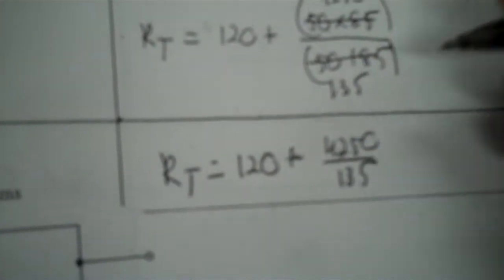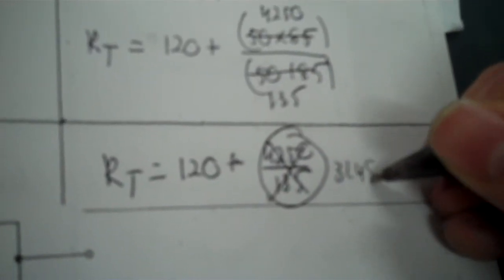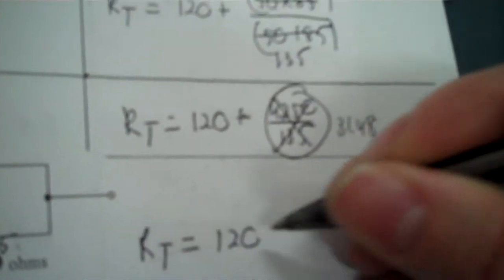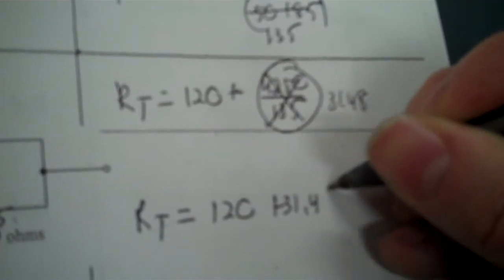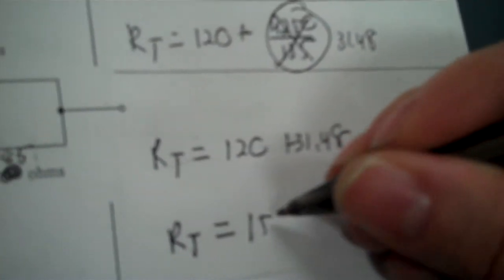Parentheses are gone. So you don't have any exponents or roots, multiply, divide. Yeah, you have plus and divide. You've got to figure out the division first. Okay, I divide that. I'm going to have to round it. It's 31.48. Okay, so RT equals 120 plus 31.48. And we have our answer when we add. It's going to be 151.48. And that's going to be ohms.